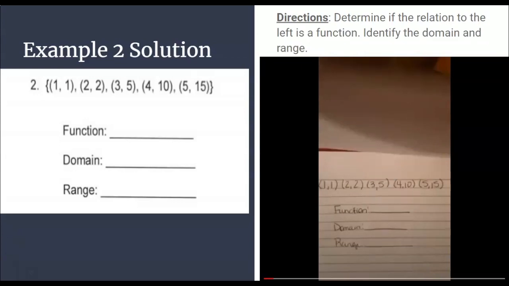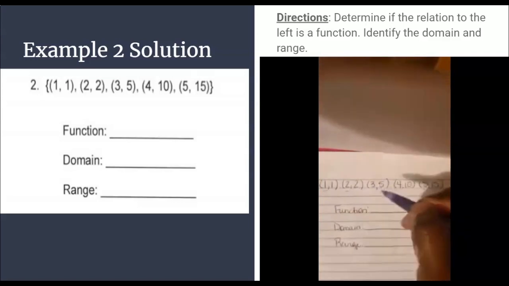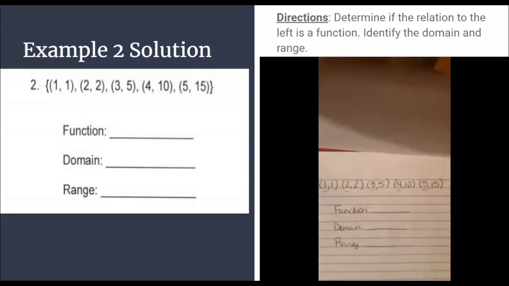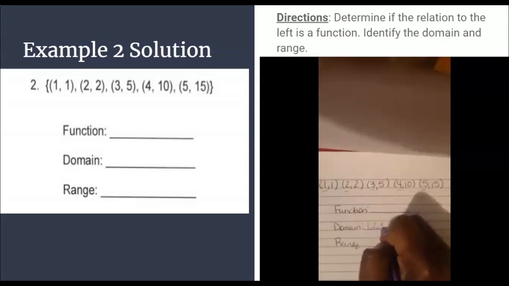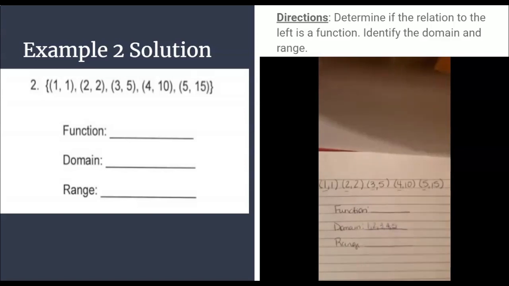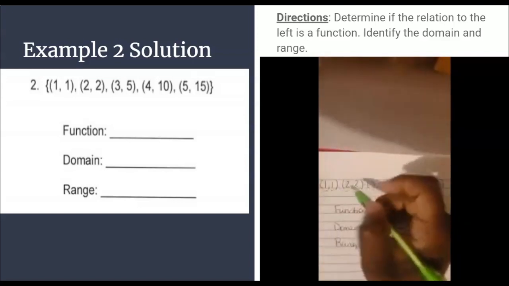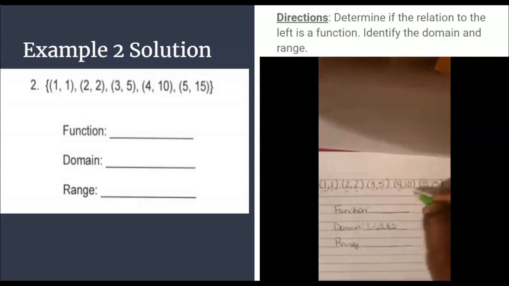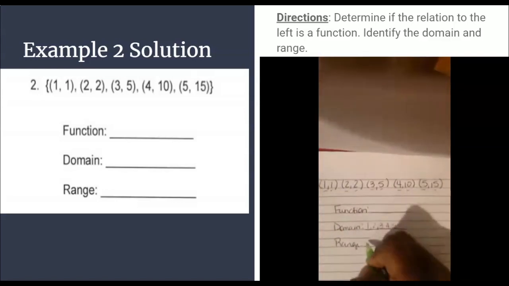For example number 2, you were given 5 sets of data and asked to do the same thing that you were for example number 1, which is to determine if the relation is a function, and identify the domain and the range. Once again, our domain values are our x-coordinates, which we have a 1, a 2, a 3, a 4, and a 5. Our range coordinates are our y coordinates, and we'll have to do the same thing. We have 1, 2, 5, 10, 15.